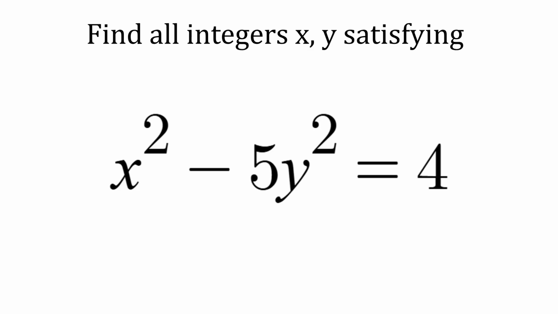Today's question is, find all integers x, y satisfying x squared minus 5y squared is equal to 4. This is basically in the form of Pell's equation, but it isn't equal to 1, so we'll have to figure that out. And I'll give you guys some time to solve this.